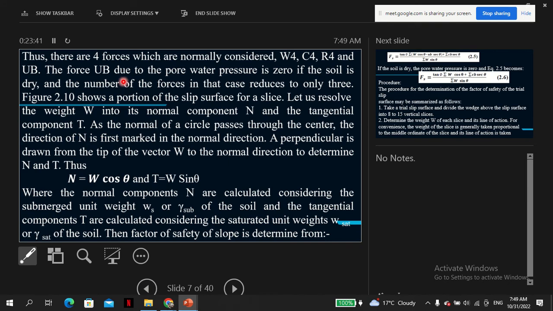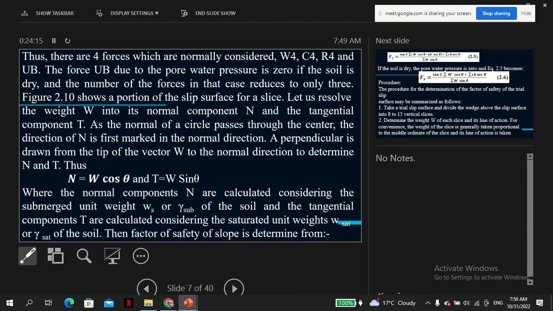If you don't have it, the things are much simpler. Even if you have it, still it doesn't matter. It can be dealt with. So the force U_B due to pore water pressure is 0 if the soil is dry. So things are simpler, and the number of forces in that case reduces to only 3, which you can easily solve. And this method is preferred because it's simple. Though conservative, it leads to safe design, so you don't need to bother with a lot of issues. So for manual work, this method is the way to go.